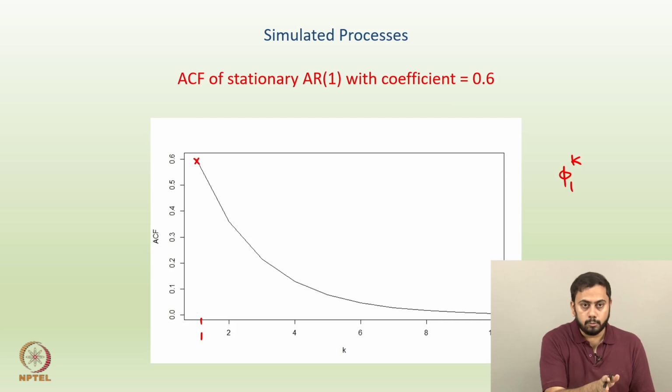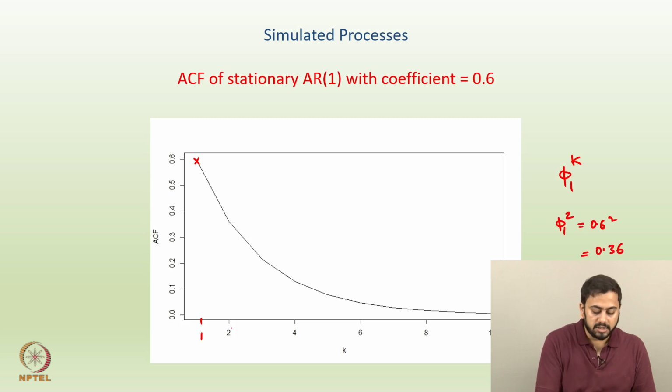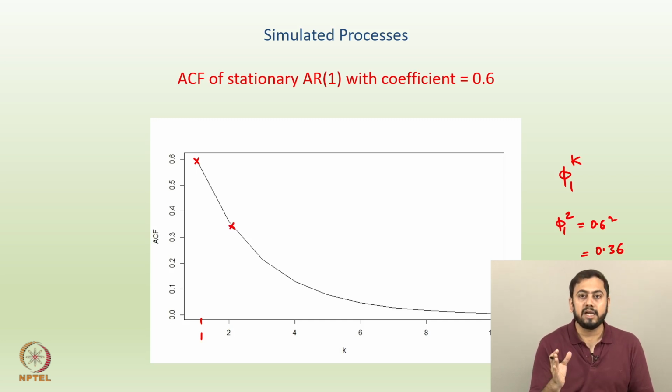Okay. Now if you move down the value of k, so let's say k is 2, the value is phi 1 square. Phi 1 square is 0.6 square, which is 0.36. So at lag 2, if you see, the value is close to 0.36 and so on. By the way, this plot is nothing but a correlogram or an ACF plot of an AR1 process where the coefficient phi 1 is equal to 0.6.